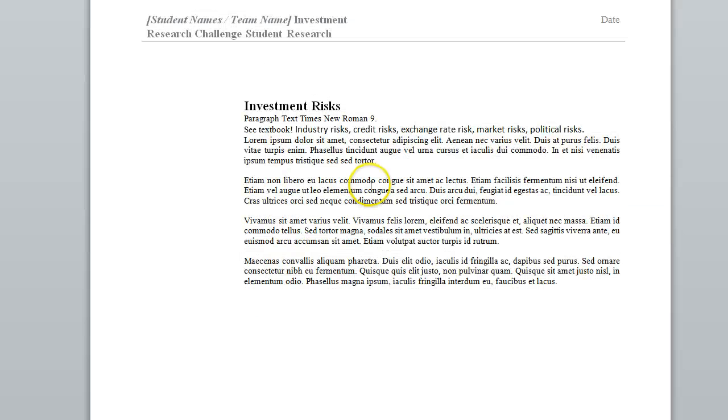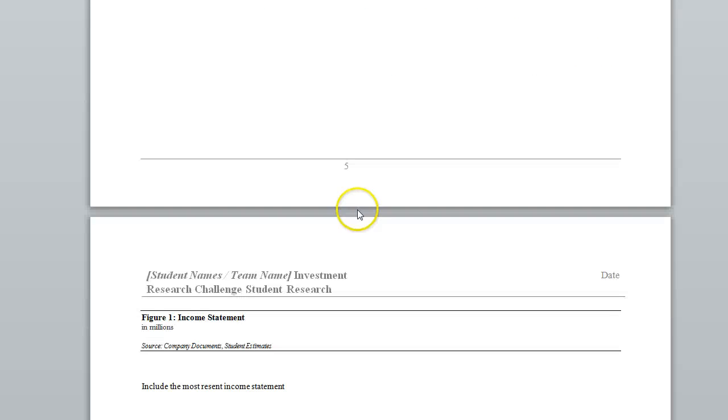Okay, then you're going to talk about the overall risks to your stock. Industry risk, not risks to your target price, but risks to the stock itself: industry risks, credit risks, exchange rate risks, market risks, political risks. These are all things, event risks. These are things that you're going to talk about in regards to your stock.